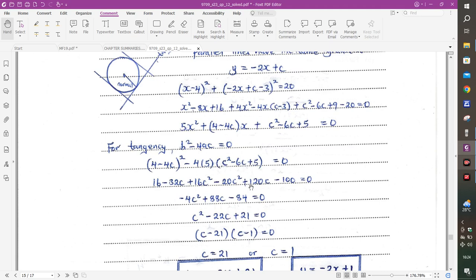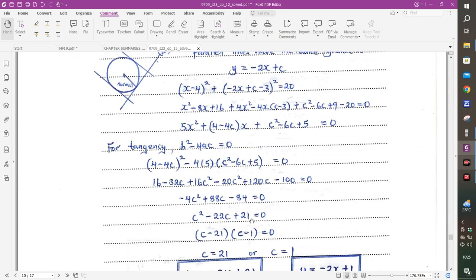So simplified, 16 minus 20 will give you negative 4c squared. Okay, then negative 32 plus 120, you get a positive 88c. Then minus 84, 84 comes from 16 minus 100. So we can divide all through by negative 4 to simplify this quadratic. 88 divided by negative 4, you get negative 22. And then negative 84 divided by negative 4, you get 21.